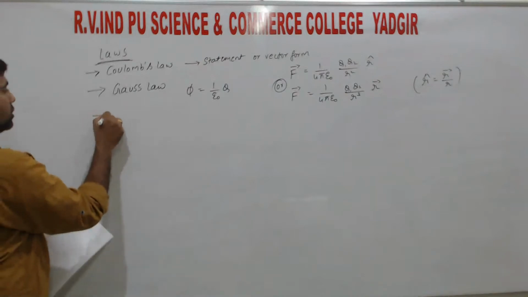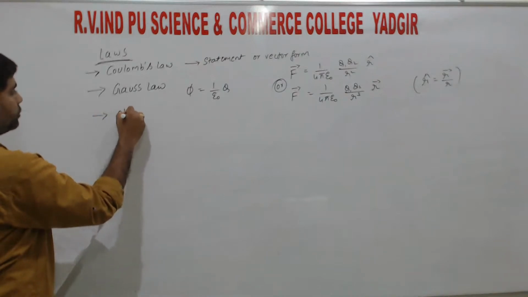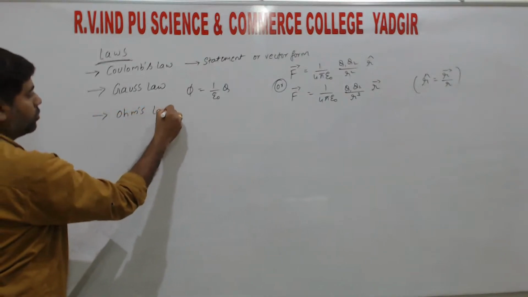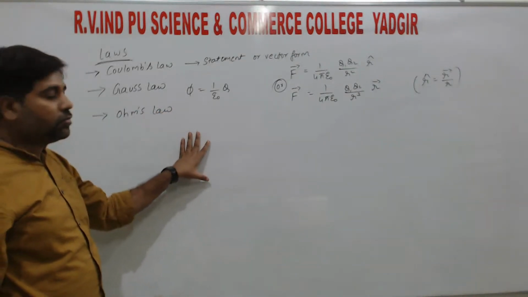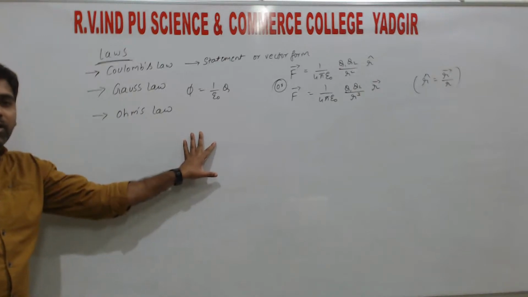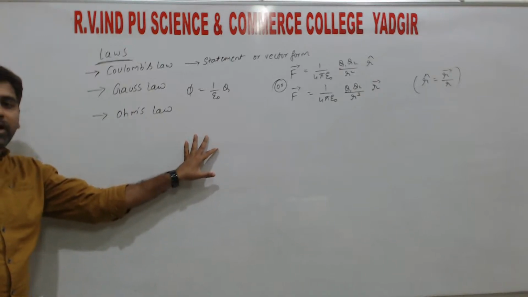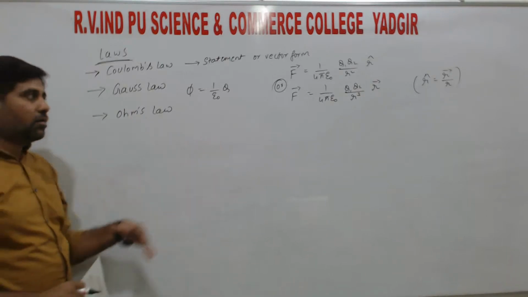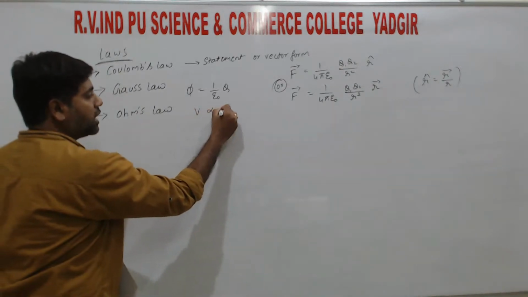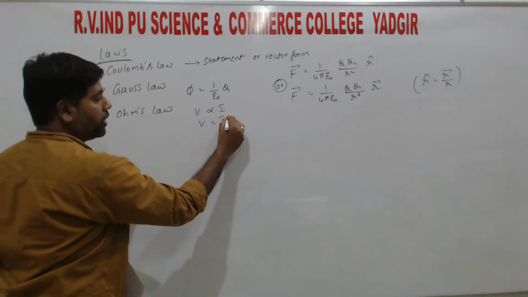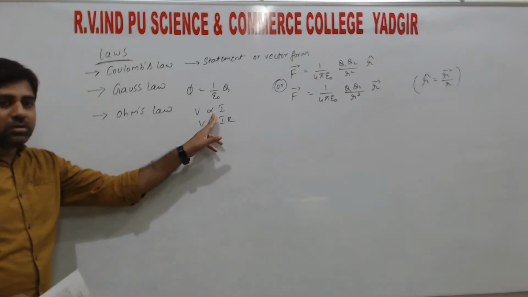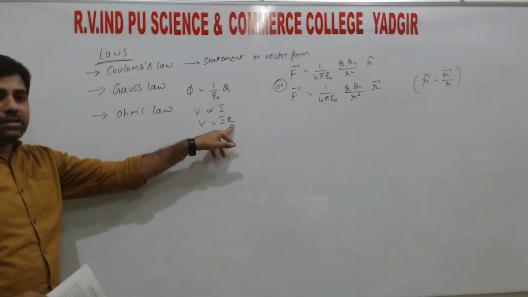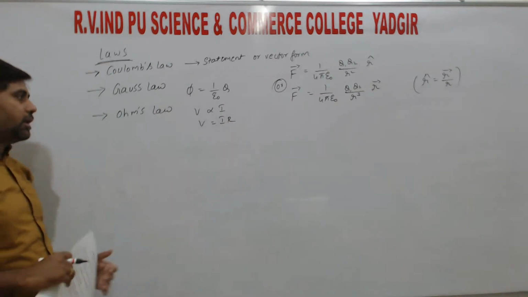Next, Ohm's law. V is directly proportional to I. The current flowing in the conductor is directly proportional to the potential difference applied across the conductor. So V is directly proportional to I, that is V equals IR, where R is the proportionality constant, which we take as the resistance.